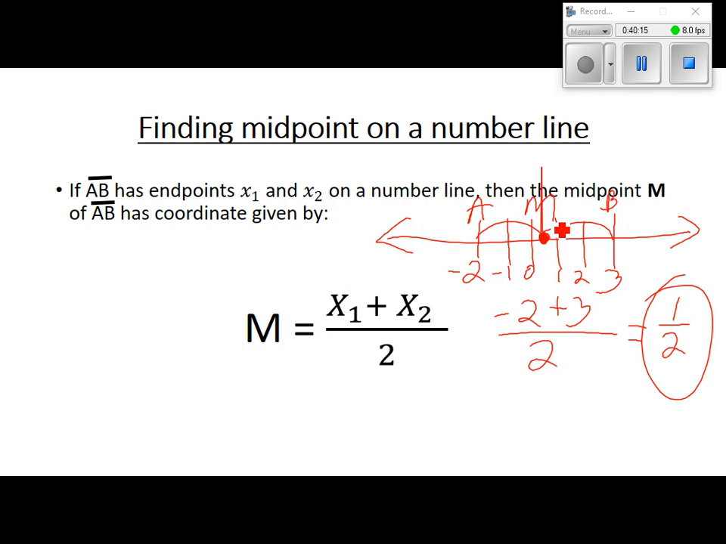Pretty easy stuff, isn't it? Add the two together, divide by two. Does anybody know what other math operation does stuff like that? You add stuff together and then divide. You're finding what? The mean, or the average.